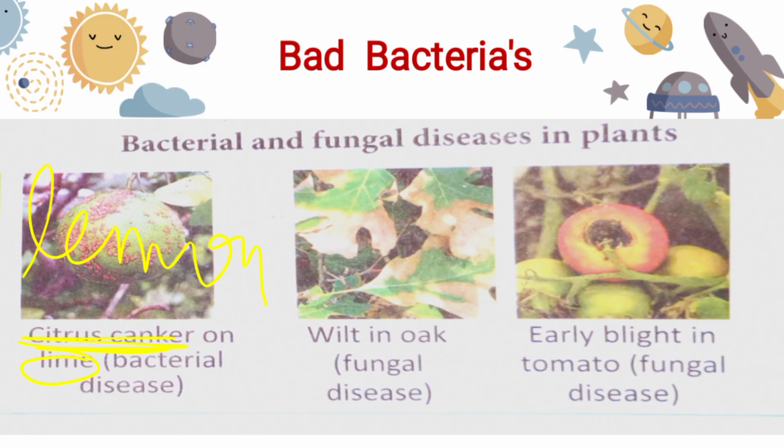And now blight in oak. So this is a tree having this kind of leaf. Which kind of leaf? This kind of star-shaped leaf. And these leaves are having what? Fungal disease, that is wilt. What is this? Wilt. Now early blight in potato. So as you can see, the black spots on the tomato.